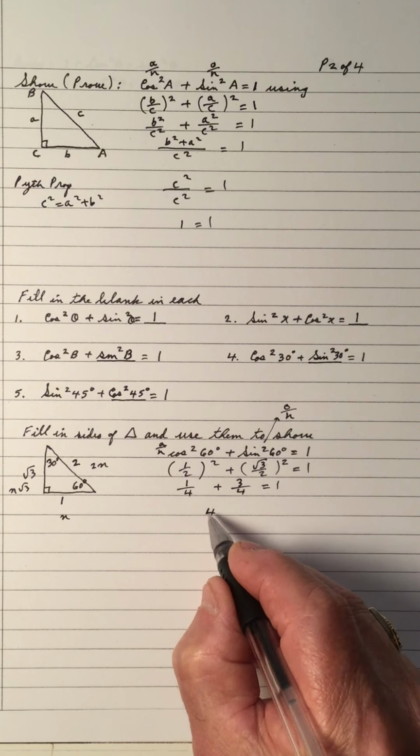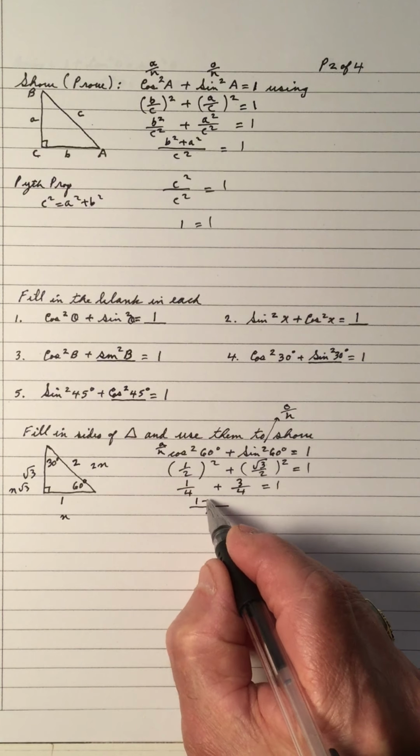And the common denominator is 4, so we'll keep it. And we get 1 plus 3.